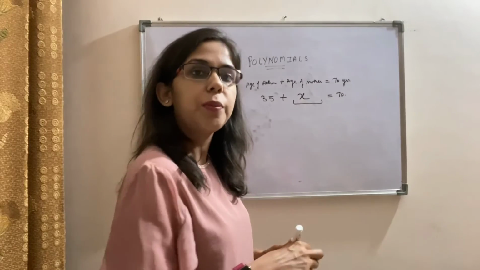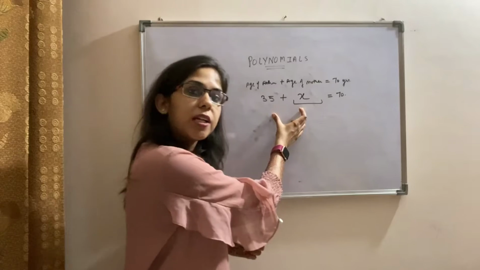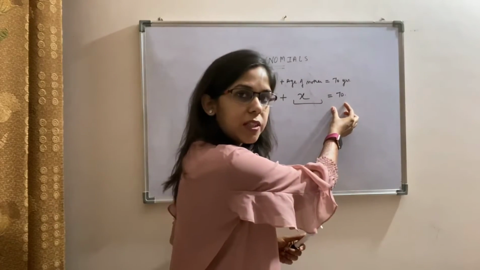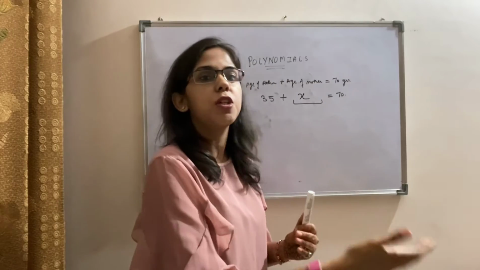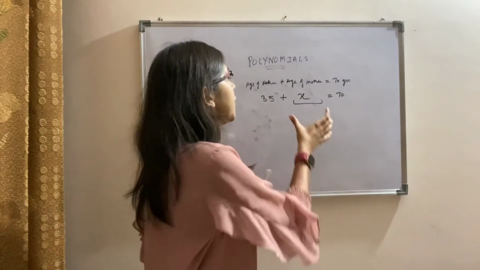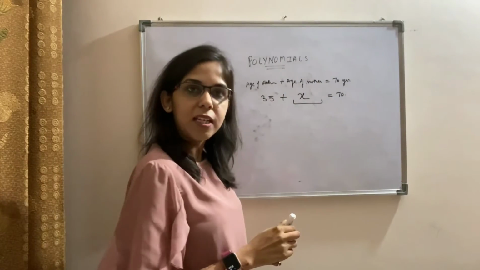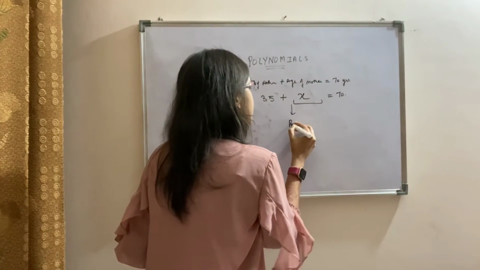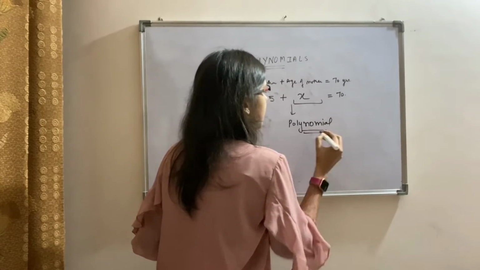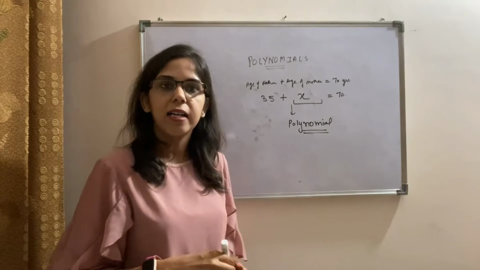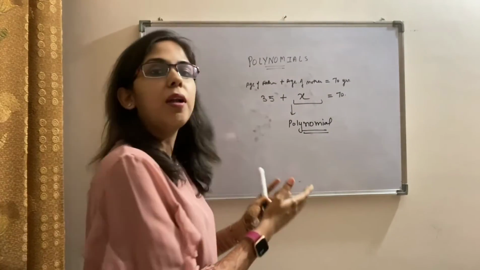She has just told me that the age of her father is 35 years, and when she adds up both the ages, she gets the result as 70 years. So whatever real life situation she was telling me, I have turned it into a mathematical statement, and this mathematical statement is called a polynomial. So what is a polynomial?